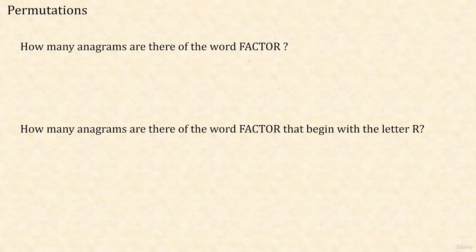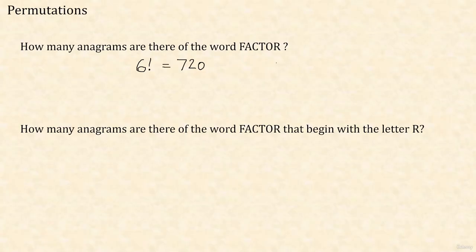How many anagrams are there of the word factor? Okay, so an anagram is just an arrangement. Don't worry about it being a real word of English. Let's just accept any arrangement. Now, every letter in factor is distinct. We'll come on to repetitions later. So how many letters are there? Well, 1, 2, 3, 4, 5, 6. So that means there are 6 factorial different arrangements. And 6 factorial is 720.